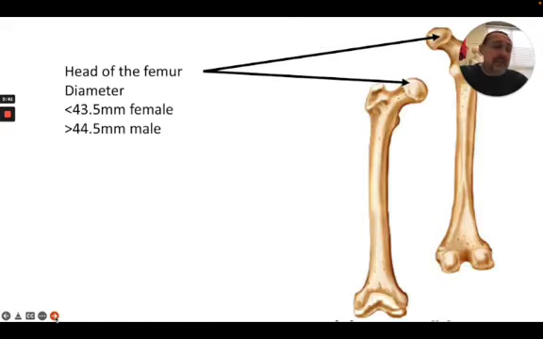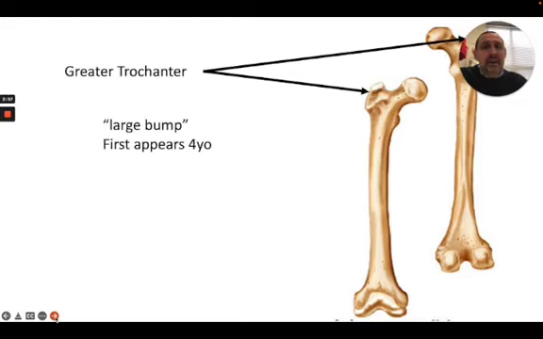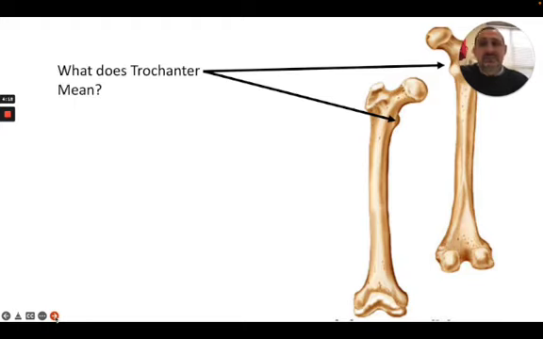The femur also has a head, just like the humerus does. Again, the measurement of it can give us an idea of whether the bone belongs to a male or female. Just like the humerus, the femur has a neck, a narrowing part. And then it has a large bump. So instead of the tubercles, the smaller bumps, this is a large bump, so it's called trochanter. The greater trochanter first shows up around 4 years old. The lesser trochanter is going to join by around 18 years old, but it shows up when you're a young teenager.